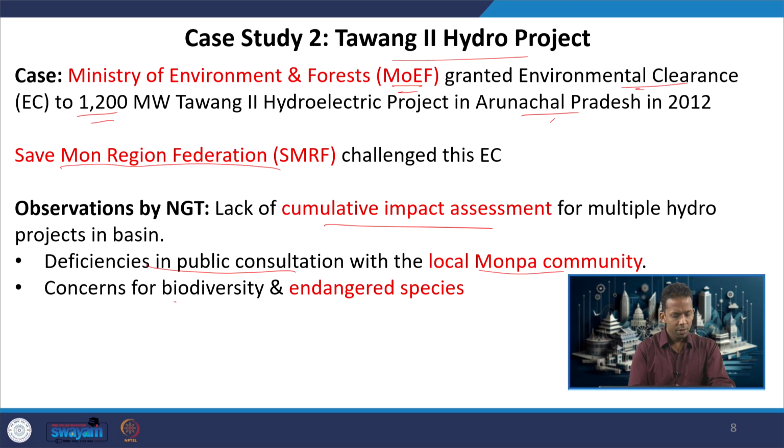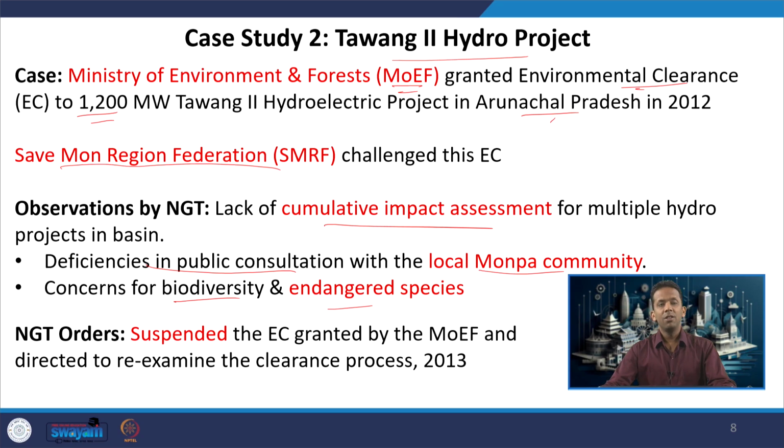And then there were concerns for biodiversity and endangered species, because in Northeast India there are so many species which are not available or which do not exist in other parts of the country or the world. So, there were concerns for biodiversity and some endangered species. With these observations, NGT suspended the environmental clearance granted by the ministry, and it directed the ministry to re-examine the clearance process in 2013.